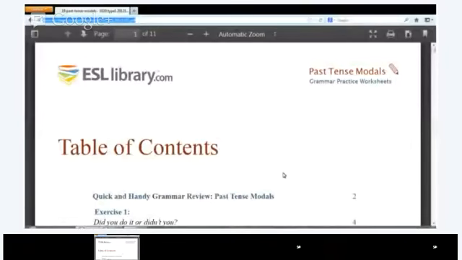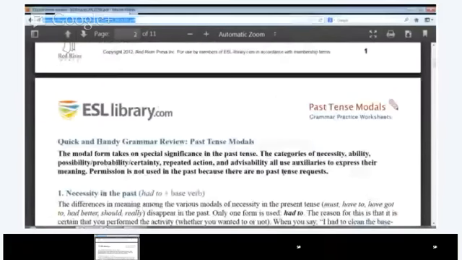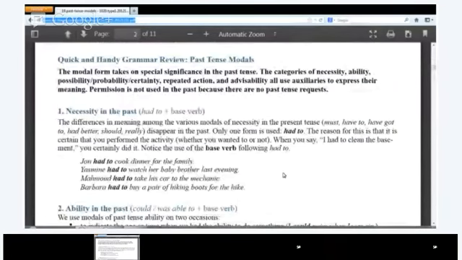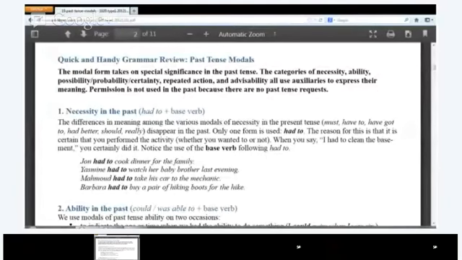All right, well let's get into this. I put the document over on the right hand side in the Verbling chat. So go ahead and open that up. When you open it up, this is what you're going to see. You'll see the table of contents first, and we're going to scroll past this. And we're going to go to the quick and handy grammar review. All right. We'll go ahead and read about what past tense modals are, okay? I'll read through some examples and then we'll get into some practices, okay? So let's start over on the right side tonight.